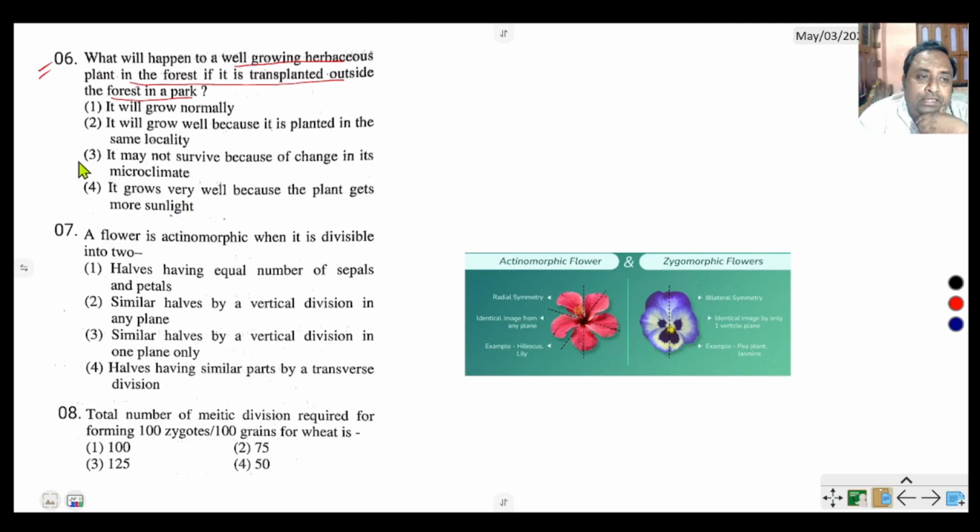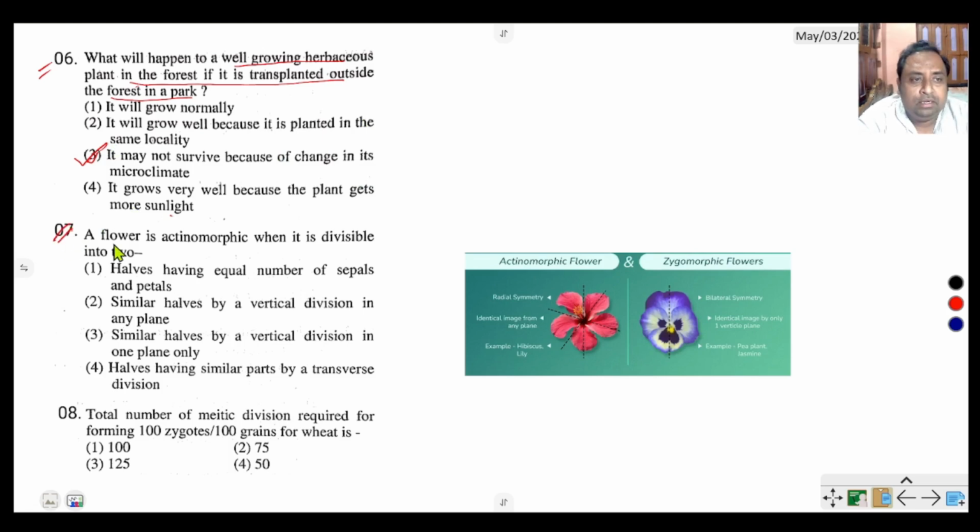Here the correct option is option number 3. The plant may not survive. Why? Because of the change in microclimate. Microclimate is the environment around the trees in a forest, where the temperature, humidity and soil condition are different from that of a park. So the correct option is that it may not survive because of the change in its microclimate.